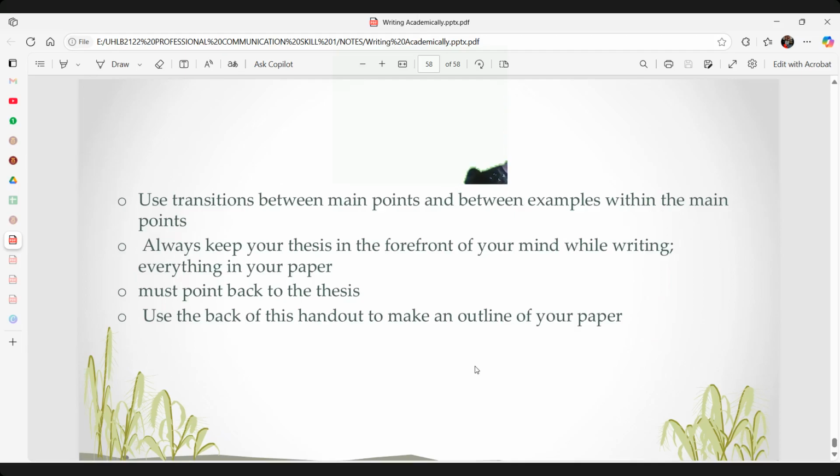Funny. Okay. Always keep your thesis in the forefront of your mind while writing everything in your paper. Remember, the thesis is very important. Whatever you write in your thesis has to tally with the body paragraph and vice versa. You cannot write ABC in your thesis, and then all of a sudden in the body paragraph, you are explaining DEF. No, cannot. Don't.